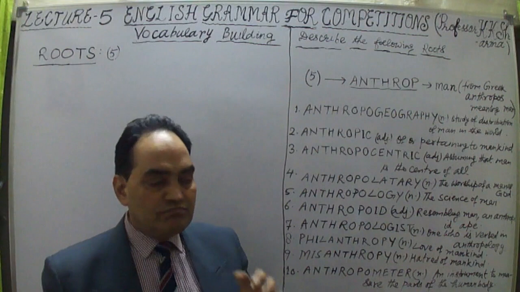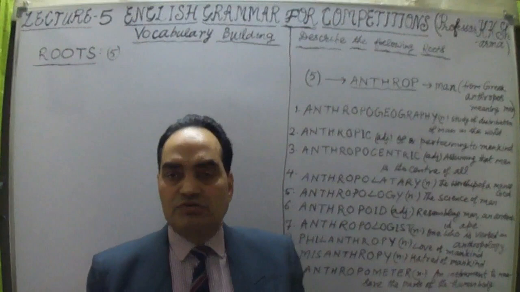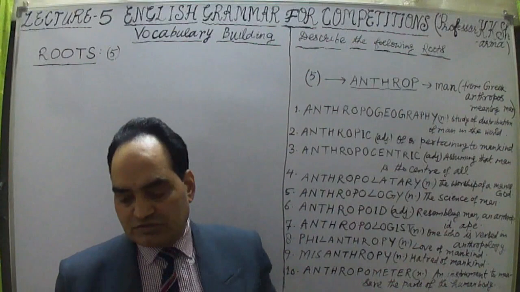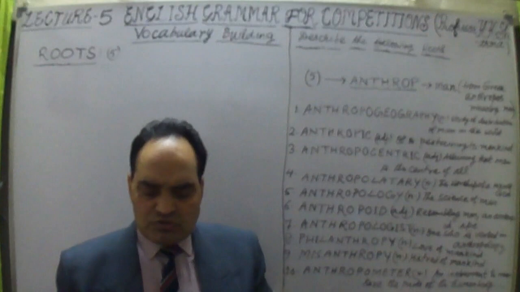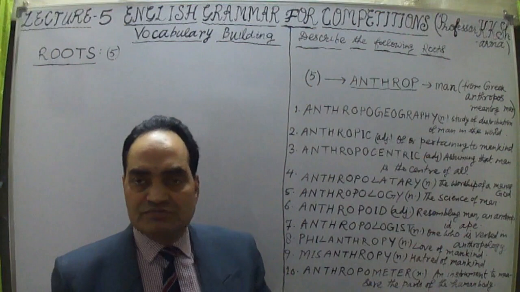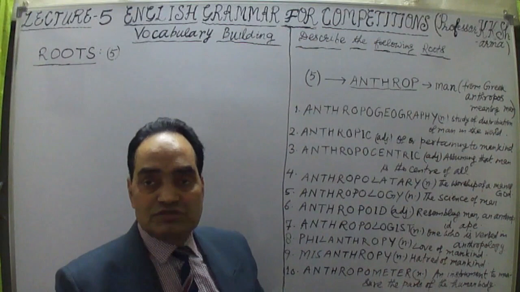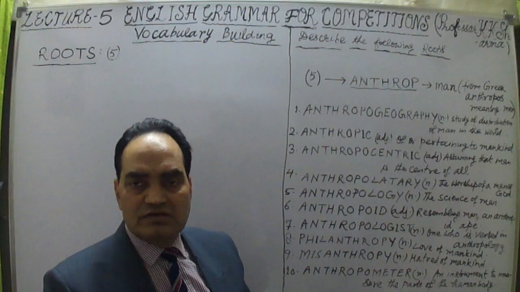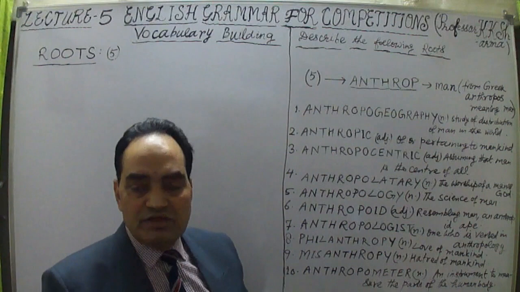You can enlarge your vocabulary, strengthen your vocabulary, increase your vocabulary. For that purpose, I am taking the roots, prefixes and suffixes. This is root number 5, which is again very important, as every root is very important. It will increase your vocabulary by at least 50 to 60 words. If you find any word which includes this root, then you will automatically understand that the meaning of that word is obvious and clear to you.